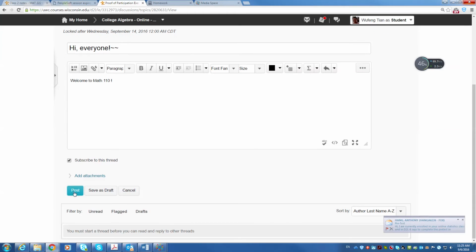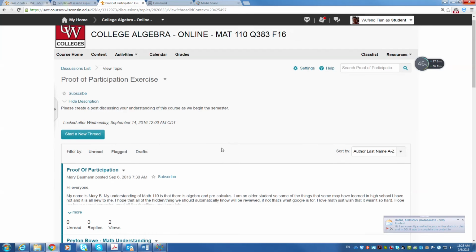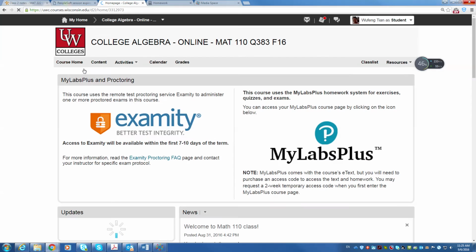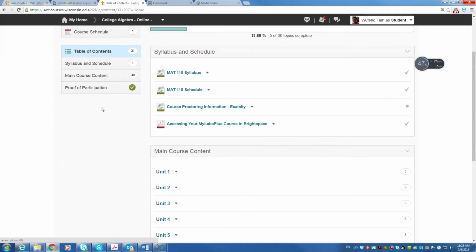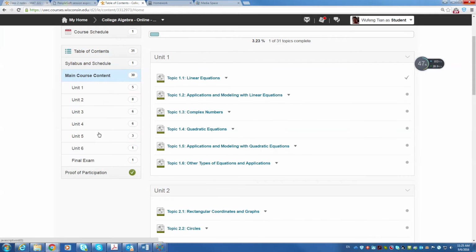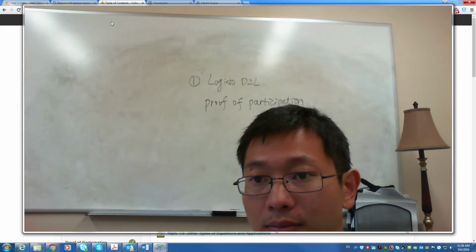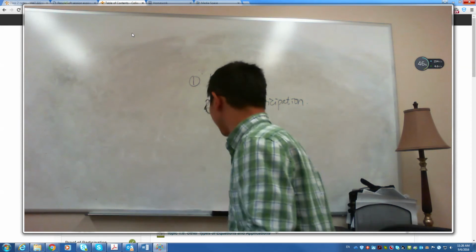Click post. Once you post the proof of participation, you go back to course home, course content. You're going to see all the main course content come out. All the units come out. So you have to finish the proof of participation to be able to see the course content. So that's what you need to do first. Then what do you need to do second?